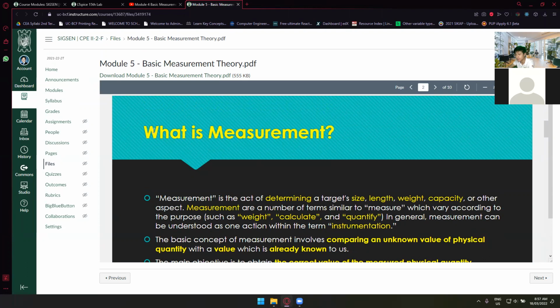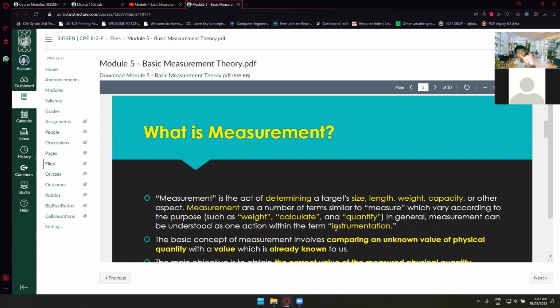Okay, so of course we have to discuss what is measurement. Well, without reading the description, I'm pretty sure that you guys already know the meaning of measurement. So measurement is the act of determining, could be a size, a length, a weight, or a capacity, or other aspect we can measure or determine. And also measurement has a number of terms similar to measure, which vary according to the purpose, such as weigh, calculate, and quantify. So they are also part. But in general, measurement can be understood as one action within the term instrumentation. Like you have to use an instrument before you can measure something.